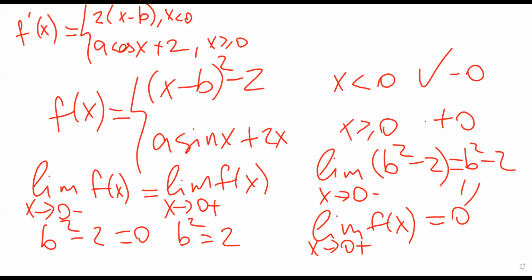And now again we find the one-sided limits of these two functions. When you do the left side limit, you put 0, so it will be minus 2b, which should equal, when you put 0, cosine 0 is 1, so a plus 2. Is it clear? How can we obtain this one?